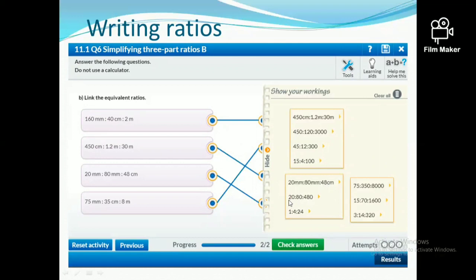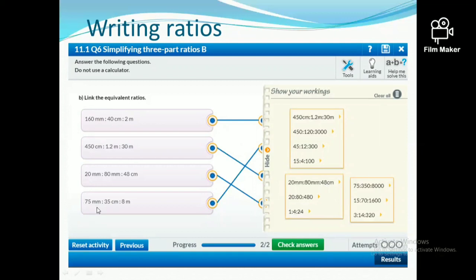Now you can see all of these numbers are divisible by how much? 20. 20 divided by 20 is 1. 80 divided by 20 is 4. 480 divided by 20 is 24. The ratio is 1, 4, 24. Right? Let's come to the last part of it.